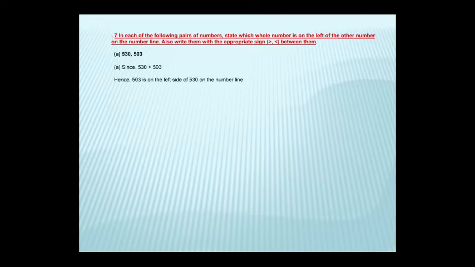See 530 and 503. You can observe here, 530 is greater than 503. So 503 is on the left side of 530 on the number line.